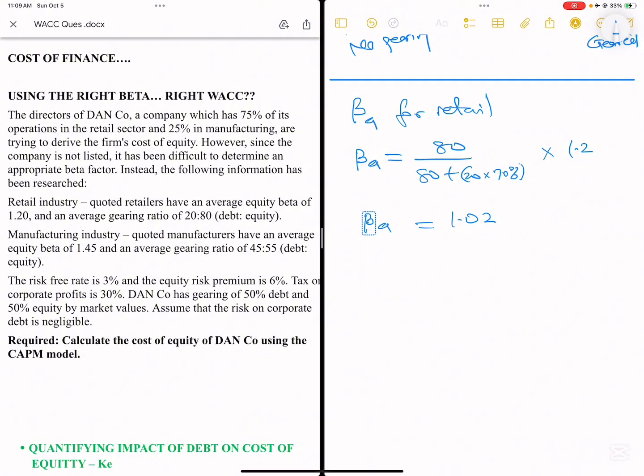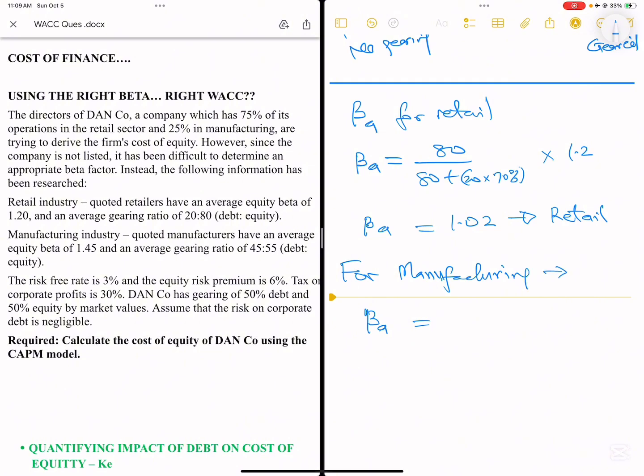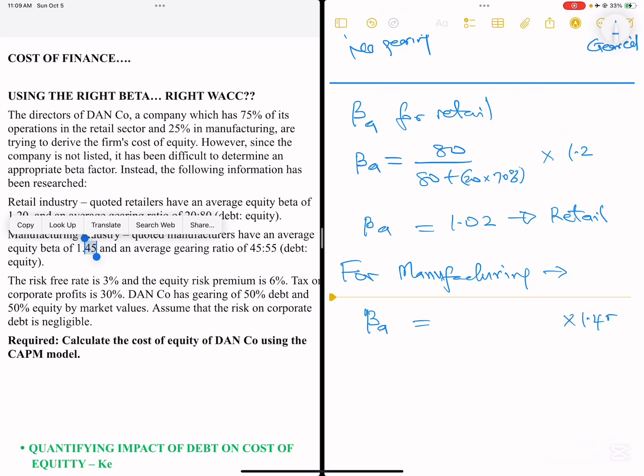And we need to determine the asset beta for the manufacturing industry as well. So this is for retail, as you've seen. Now let's do it for manufacturing. Same approach I'm going to use. For manufacturing, we have an equity beta of 1.45, so we need to calculate the asset beta. But this capital structure is 45:55.